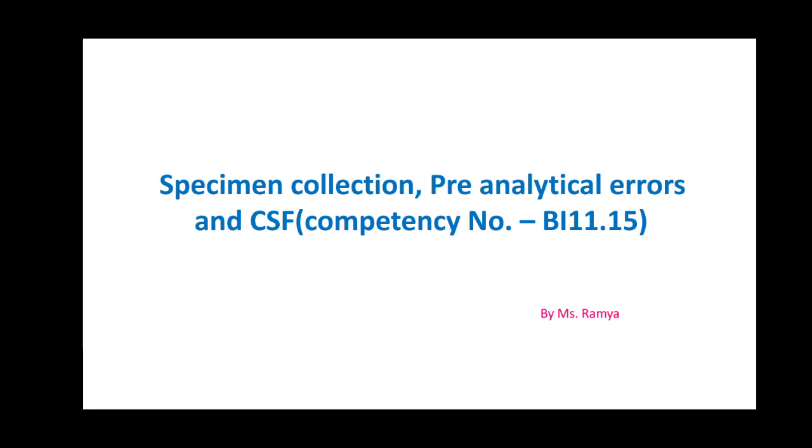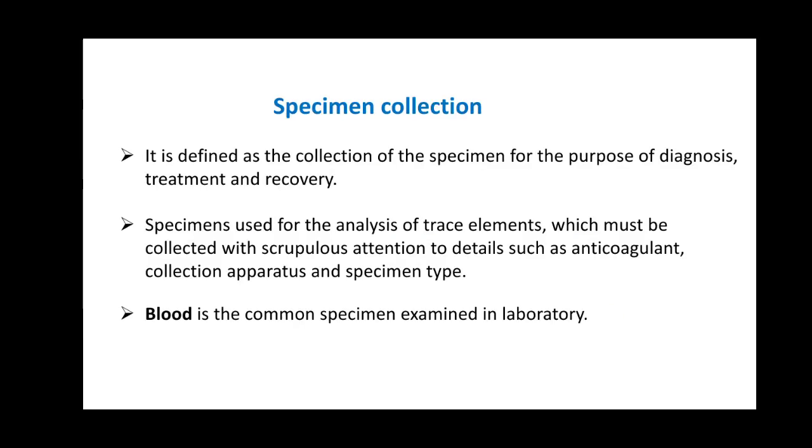First we'll see specimen collection, also called sample collection. It's defined as the collection of specimen for the purpose of diagnosis and treatment. It is used for analysis of trace elements and must be collected with pure attention at the time of collection, including details of the anticoagulant and the apparatus used for this process. Basically, blood is the common sample used to examine in the laboratory.